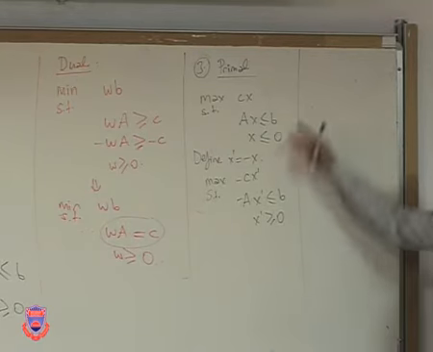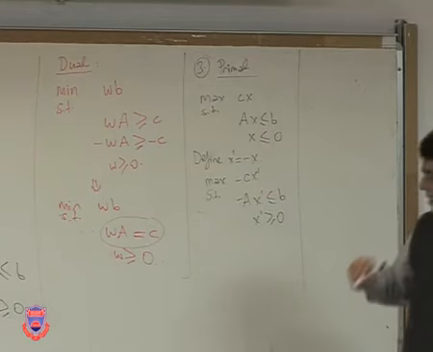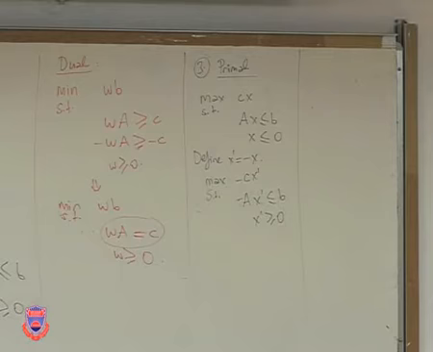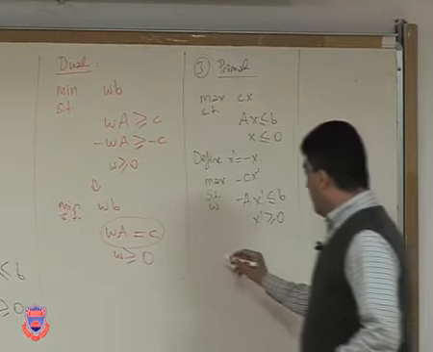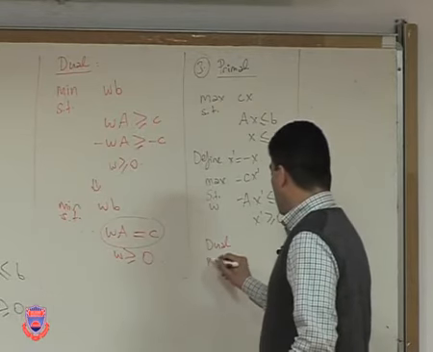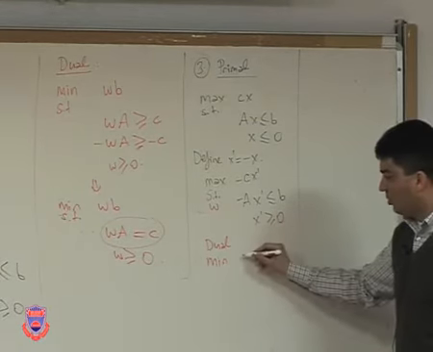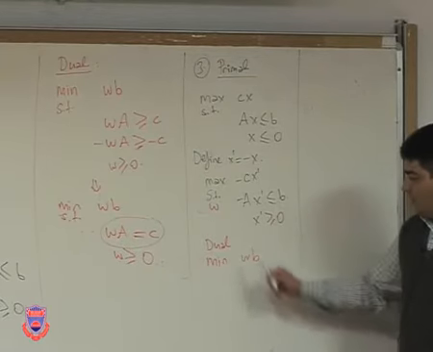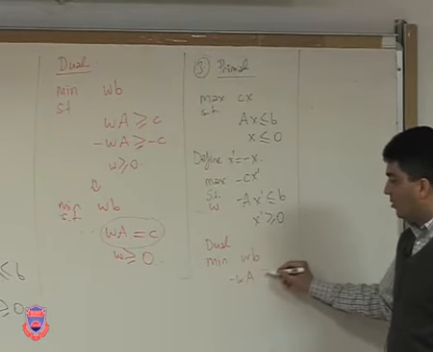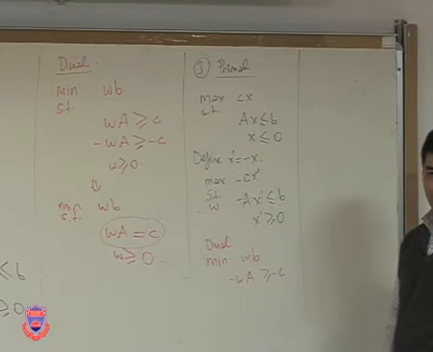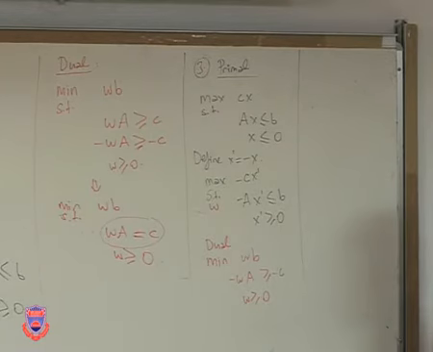Okay? So these two problems are equivalent again. And furthermore, this problem is exactly in the same form as that problem, right? So now I can take the dual. So what does the dual problem look like? What's the objective function? Well, the objective function is just WB, right? Okay. What about the constraints? Minus WA is greater than or equal to minus C. Right? And then W is greater than or equal to 0. Okay?